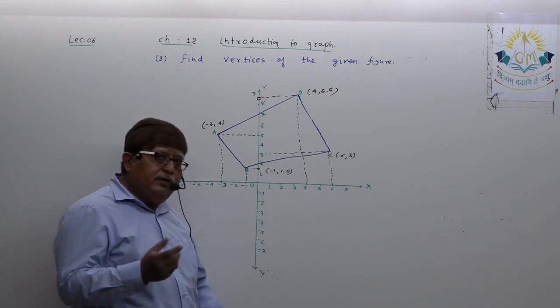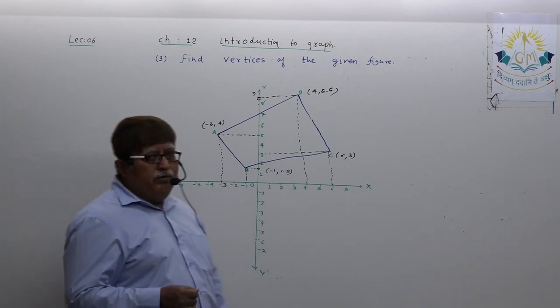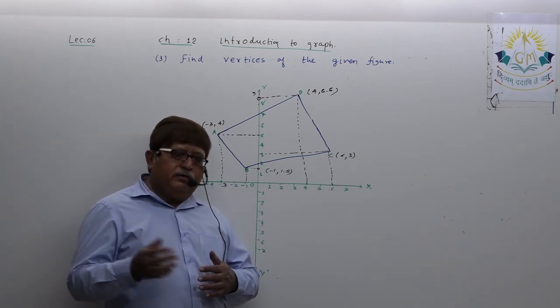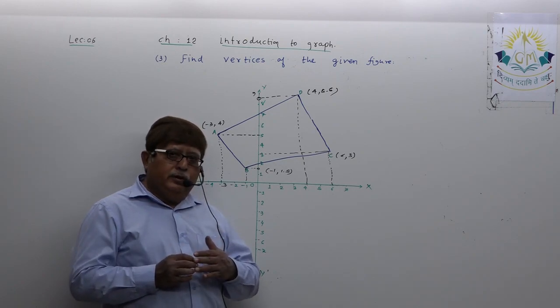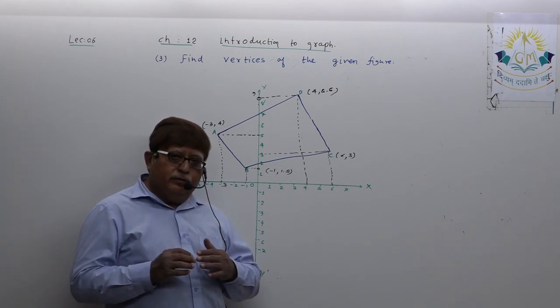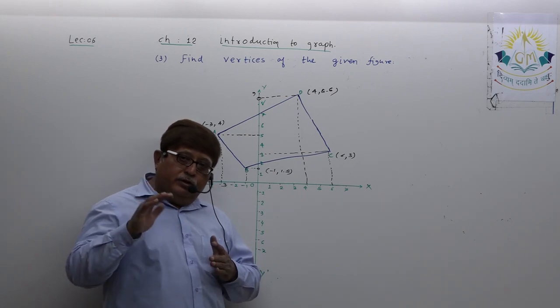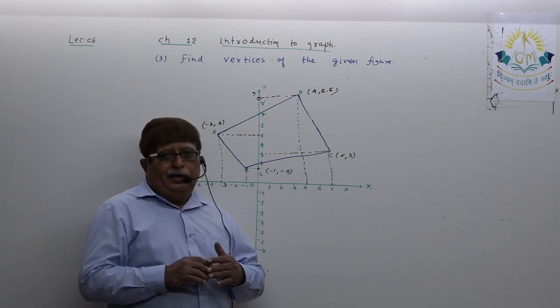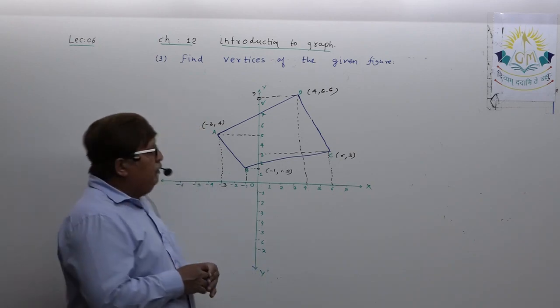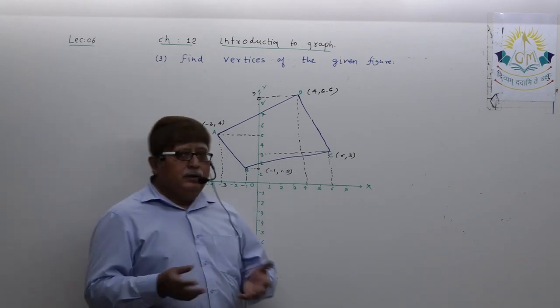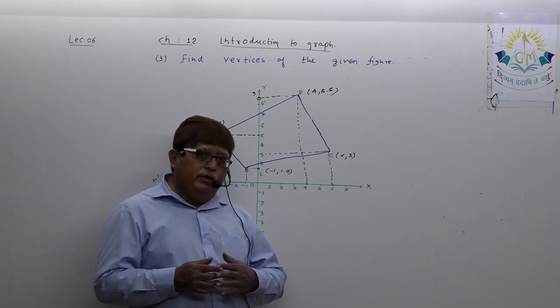So in the next lecture we will take at least 2 to 3 topics, examples of reading the graph and some objective discussion. So, in our next lecture number 7, this chapter will be over.